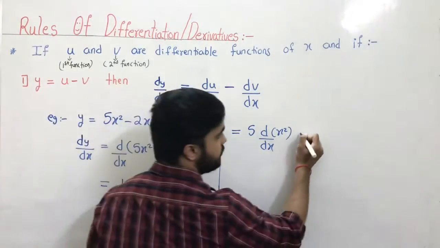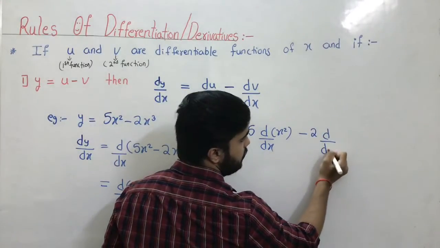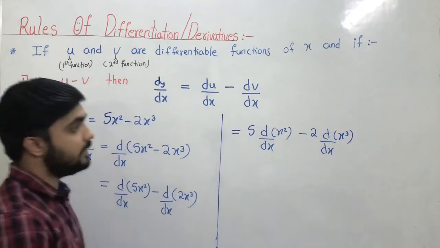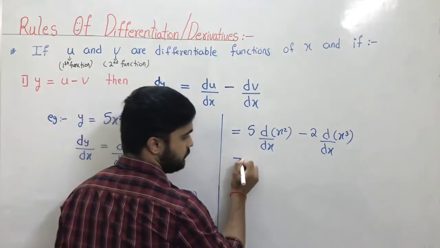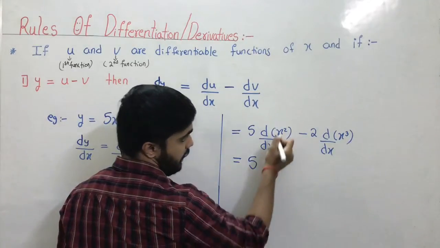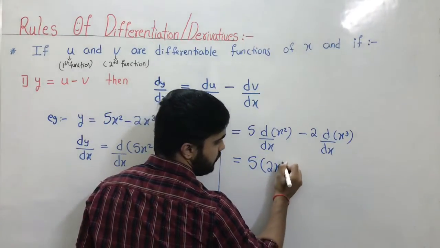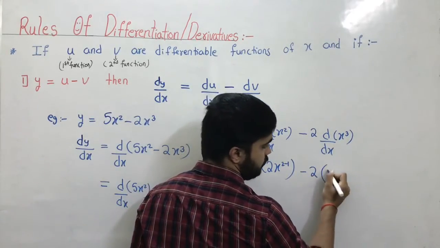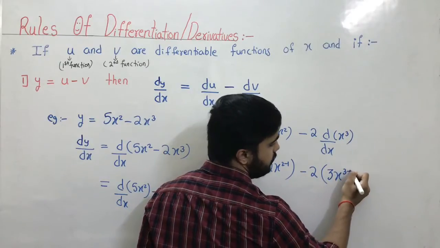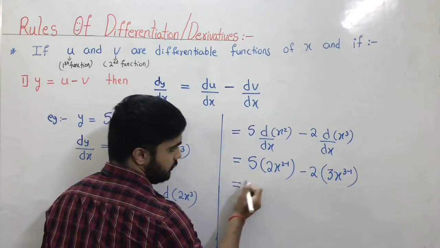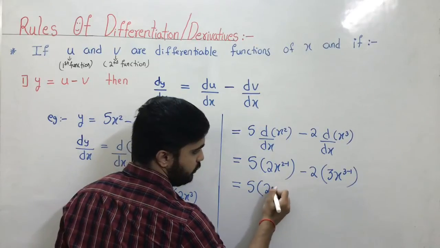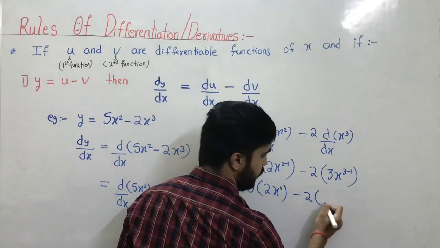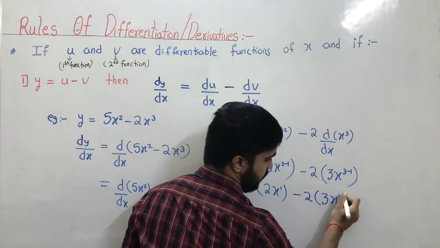Also we can take 2 outside, minus 2 times d by dx of x cube. As we know, the derivative of x raised to n is n x raised to n minus 1. So it is 5 times x square is 2x raised to 2 minus 1, minus 2 as it is. X cube is 3x raised to 3 minus 1. So this will be 5 into 2x raised to 1, or 2x, minus 2 into 3x square.